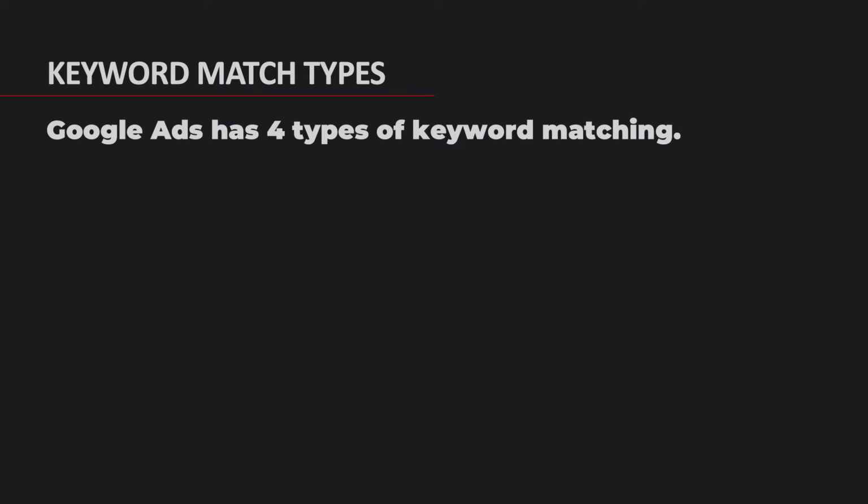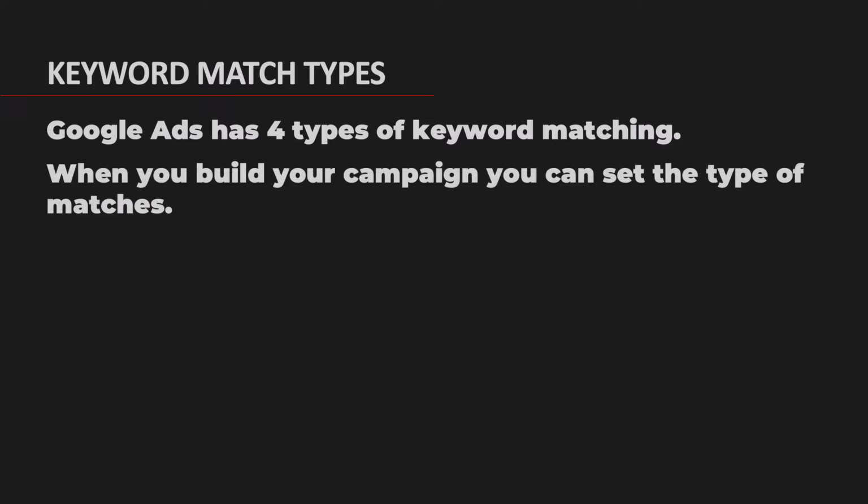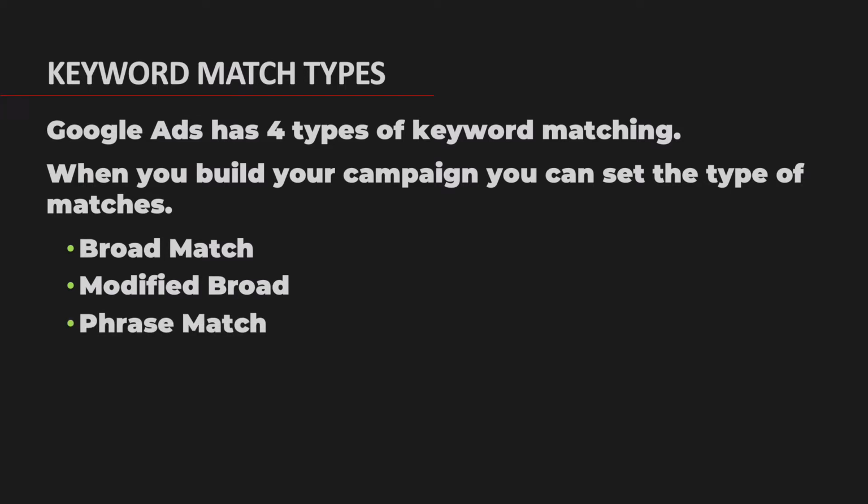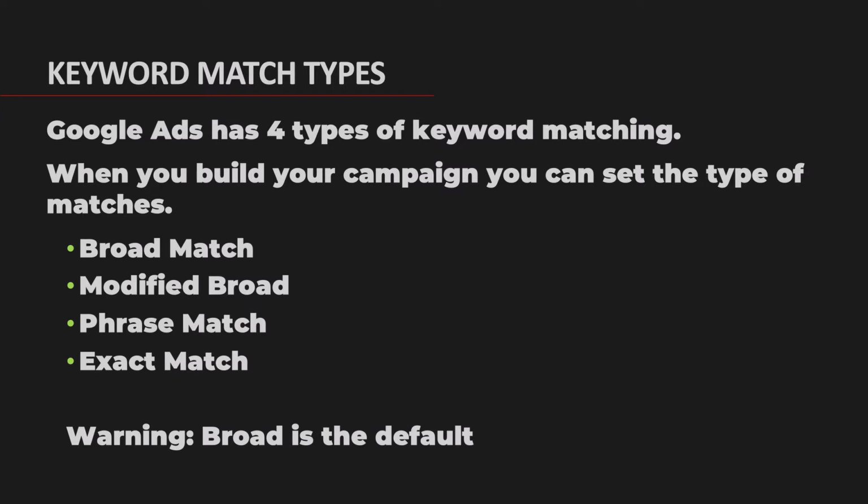So Google has these 4 types of matching. When you build your campaign, you can set the type of matches if you know how to find that and if you know what you're looking for. The first type is something called broad match. The second type is called modified broad. The third type is phrase match. And the fourth type is exact match. Now, I said this before, broad is the default. And what this means is it's the most broad relation to your particular keyword you're advertising for in order to show your ad. And so we want to be very careful of that.